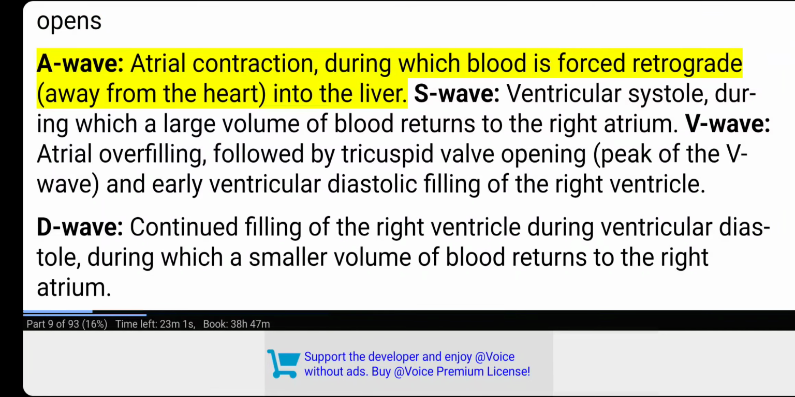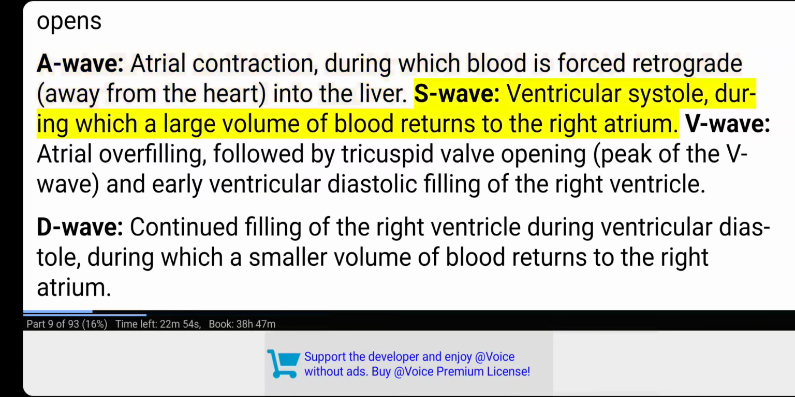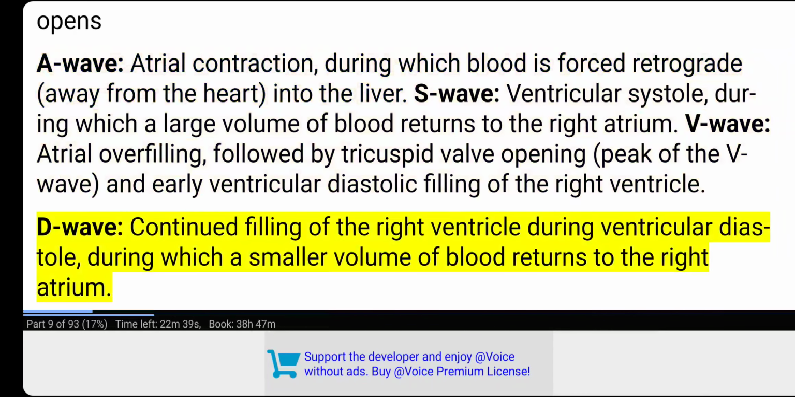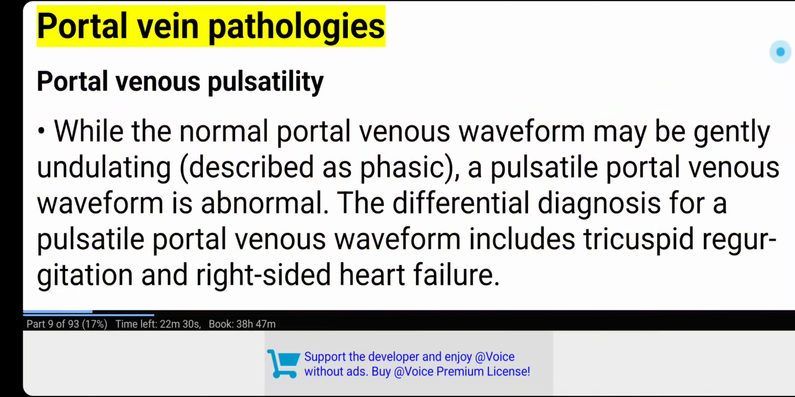A wave. Atrial contraction, during which blood is forced retrograde, away from the heart, into the liver. S wave. Ventricular systole, during which a large volume of blood returns to the right atrium. V wave. Atrial overfilling, followed by tricuspid valve opening, peak of the V wave, and early ventricular diastolic filling of the right ventricle. D wave. Continued filling of the right ventricle during ventricular diastole, during which a smaller volume of blood returns to the right atrium.